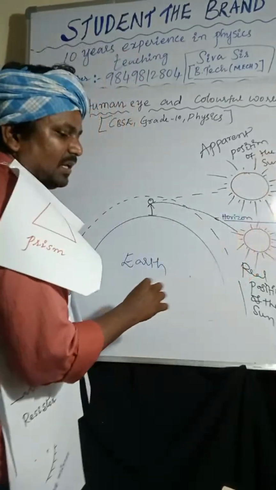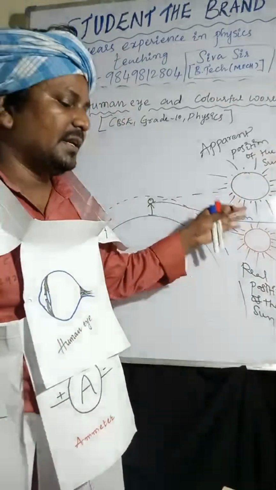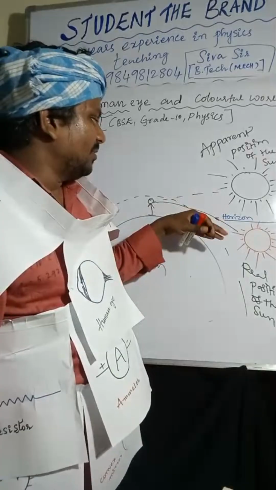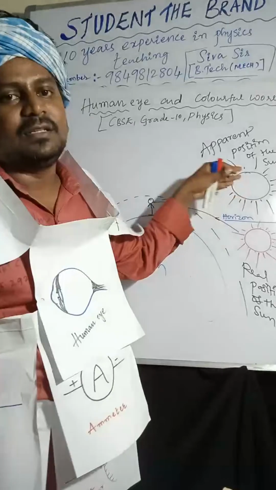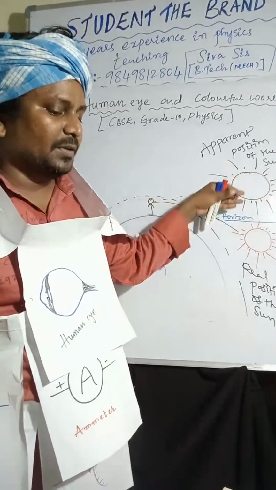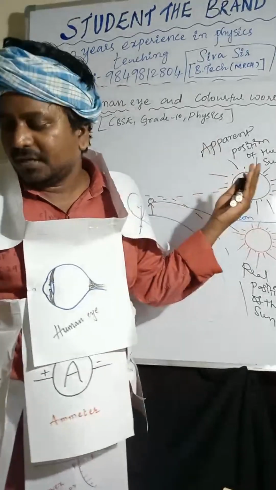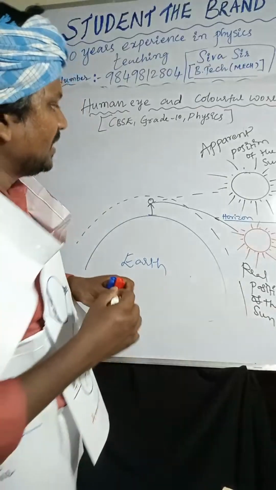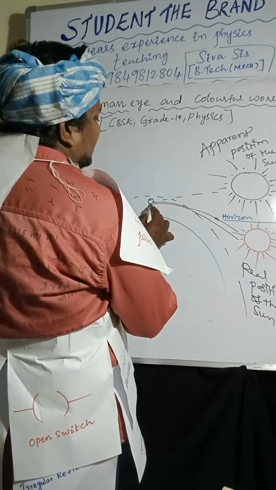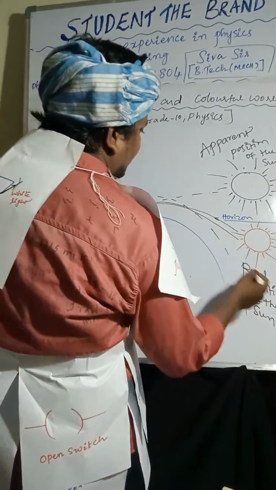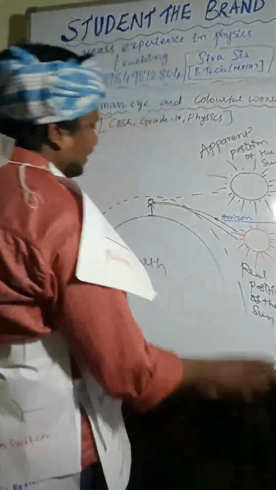Actually, what happens? The light rays coming from the sun bend whenever they enter the atmosphere. So the sun appears above the origin, but actually it is due to atmospheric refraction only. We can see this in the diagram. We can also take it from here through the atmosphere, like this, so we can draw a better diagram. Now I'm considering one more.